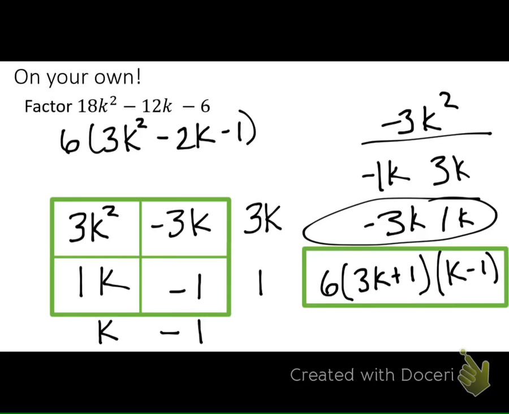So, finishing up my check, this is the answer that I get for my polynomial when I factored it. And I factored out a 6 first because it did share a common factor. I factored it out, then I factored my 3k squared minus 2k minus 1, just like we've been doing since yesterday.